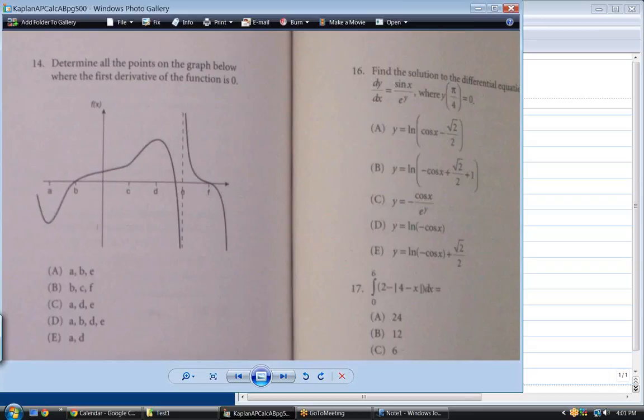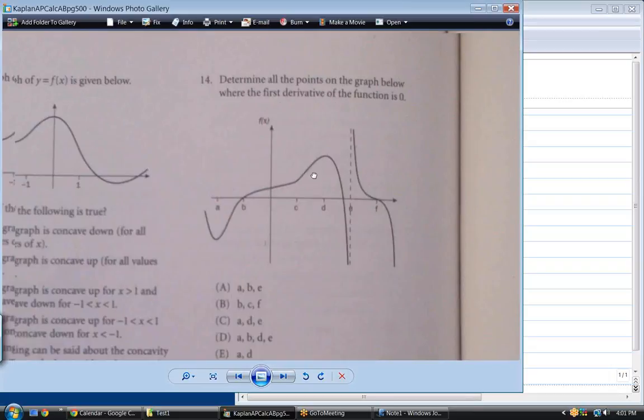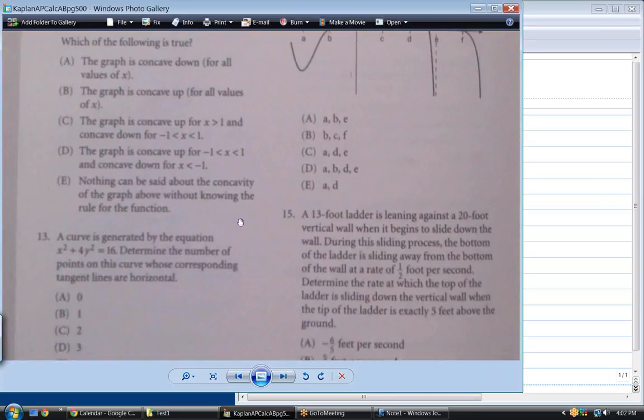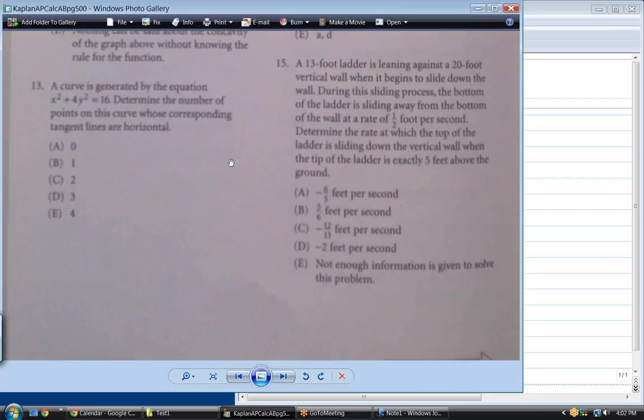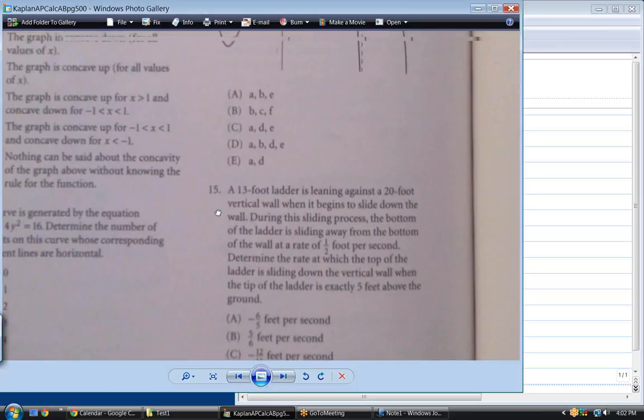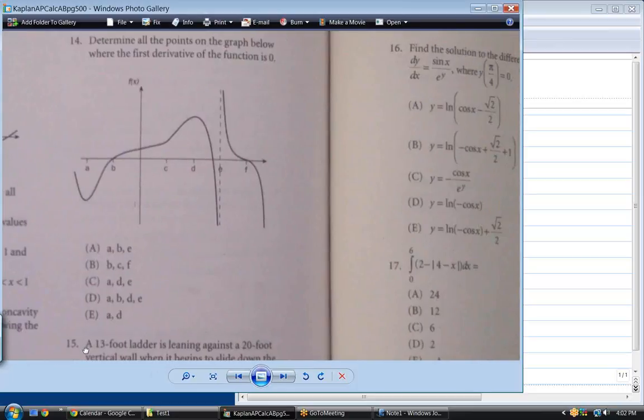Pick up where we left off. Last time we left off on 13. Remember, that was an ellipse, and we were looking for the number of points on the curve where we had horizontal tangent lines, which was 2.